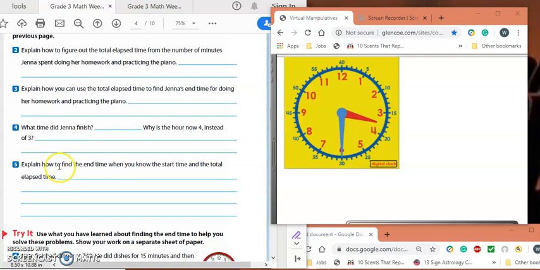Okay, number 5. Explain how to find the end time when you know the start time and the total elapsed time. Well, from the start time, you count around the clock the number of minutes equal to the elapsed time. Where you end up on the clock is the end time. If you count past the 12, you have to add 1 to the hour. Okay, so let's move right along.